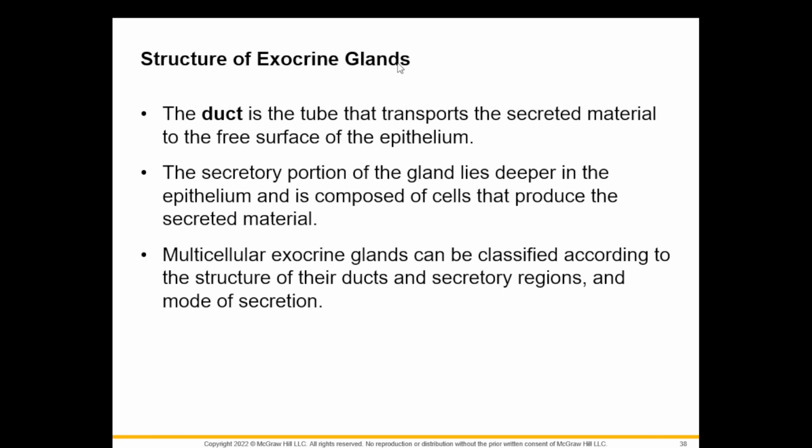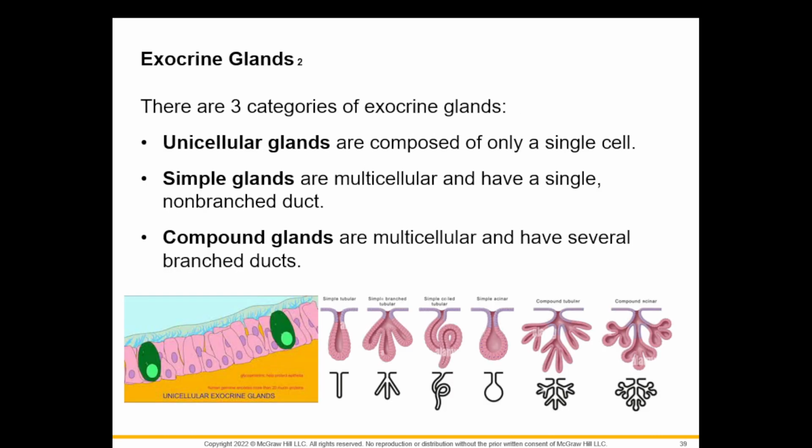Ang mga exocrine glands natin, they can be classified according to the appearance of the duct, the appearance of the secretory portion, and even the mode of secretion. So let's start by classifying exocrine glands by the appearance of their duct. Or by the main categories muna pala, rather. So the main categories are unicellular, simple, and compound. When we say unicellular glands, they are single cells capable of producing secretions that go to the free surface or to the exterior of the body.